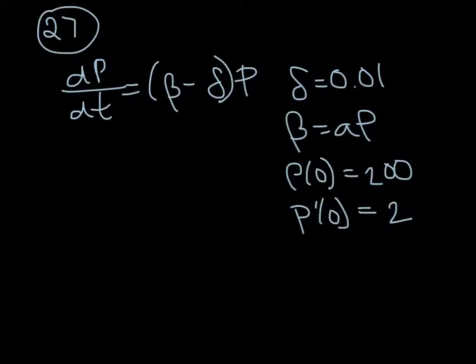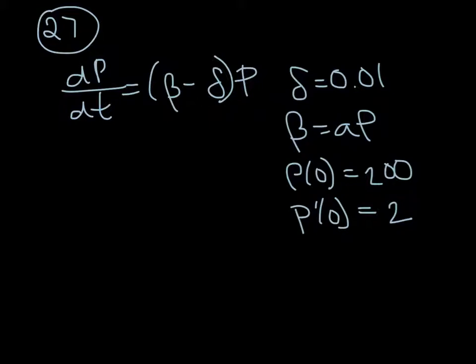Okay, let's do number 27. It states, consider an animal population, P of t, which is going to be our solution to our differential equation, with constant death rate, delta. So I just, again, wrote down a lot of given information. And we have the birth rate, beta, is proportional to P, which basically means beta is equal to A times the population.